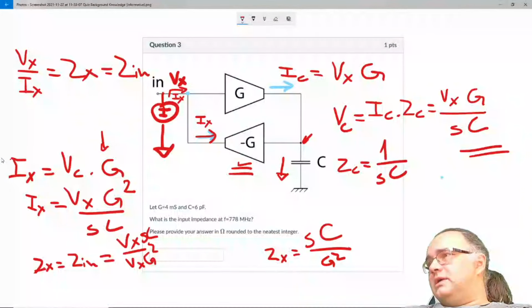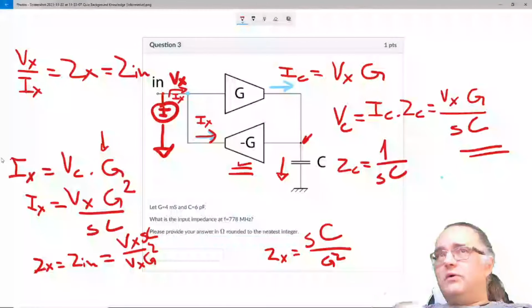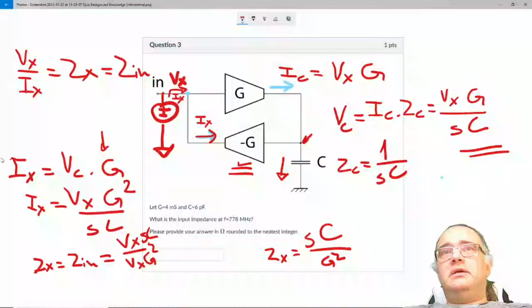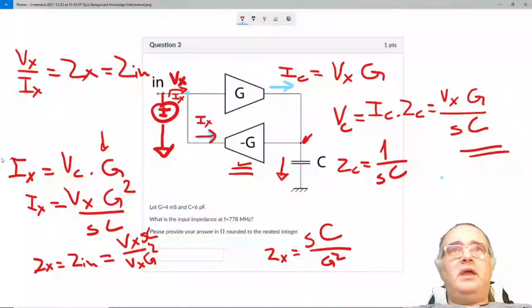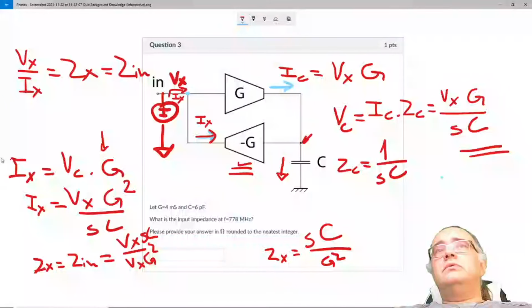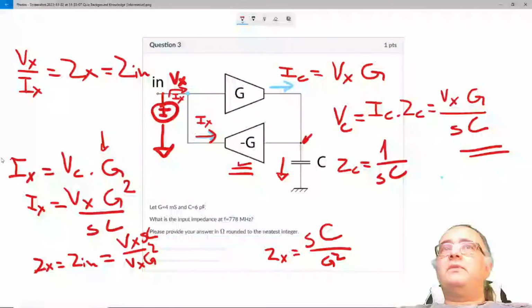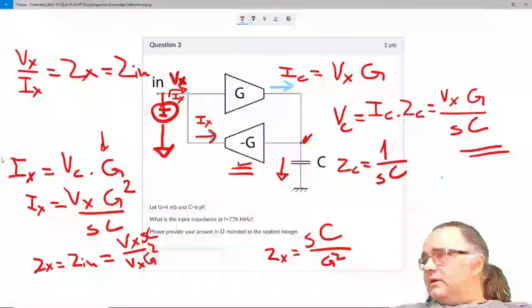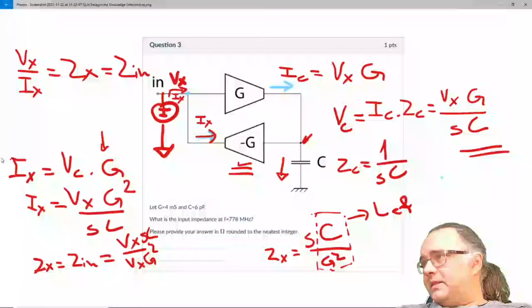Now what we see is that we have a zero in the numerator, so in the origin, which basically defines inductive behavior. And hence the purpose of this circuit: its name is gyrator, and it is used to emulate inductors by using a capacitor with transconductance stages. And then the effective inductance that we'll have will be C divided by G squared. So this is the effective inductance.